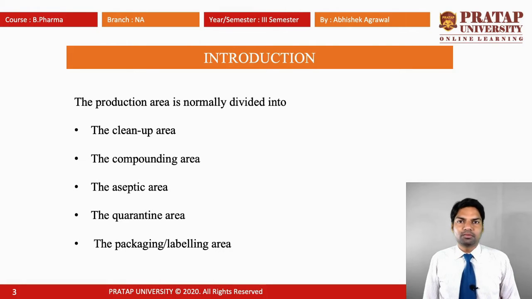The production area is normally divided into five parts. The first one is the cleanup area, the second one is the compounding area, the third one is the aseptic area, the fourth one is the quarantine area, and the last one is the packaging or labeling area.